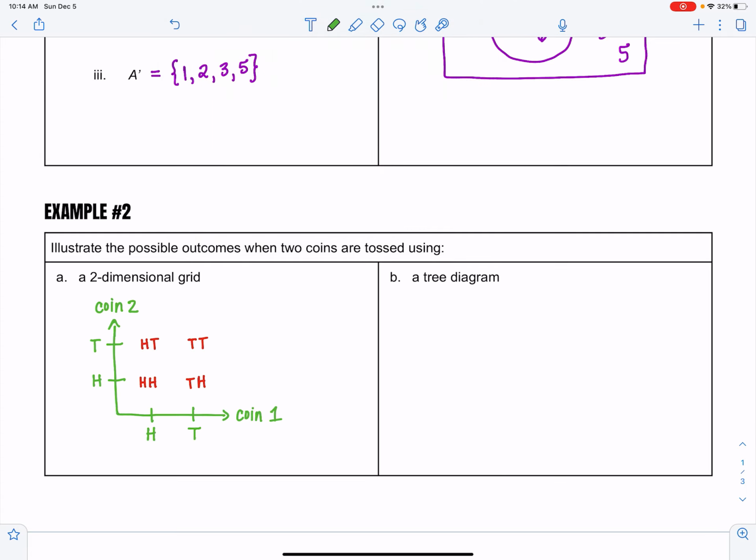The other thing you can do is you can draw a tree diagram. So you have 2 coins. So the first one we're going to draw is if you're flipping coin 1. If you flip coin 1, you can either get a head or a tail. Okay? So once you flip coin 1, you have 2 outcomes.